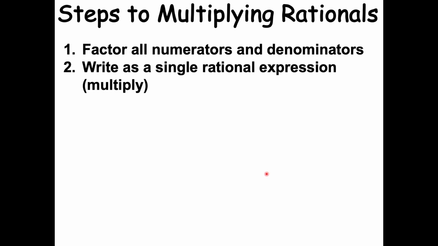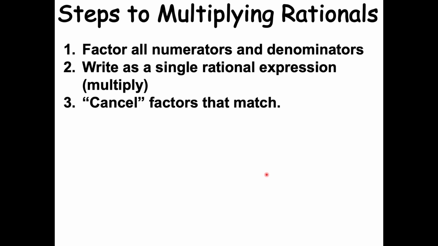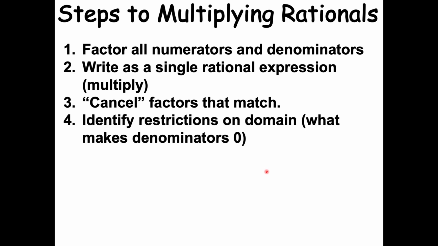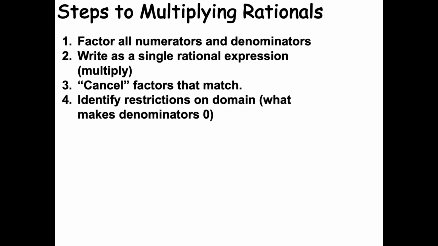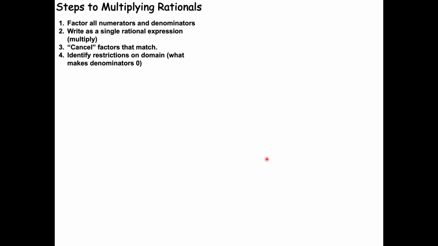You just write it as a single rational expression, so that's the multiplication step. Once we start, quote unquote, canceling the ones that match on the top and the bottom, that's simplifying. And then we do still need to identify any restrictions on the domain. So whatever makes the denominator 0, we need to identify those because you're not allowed to divide by 0. So let's see what this looks like.